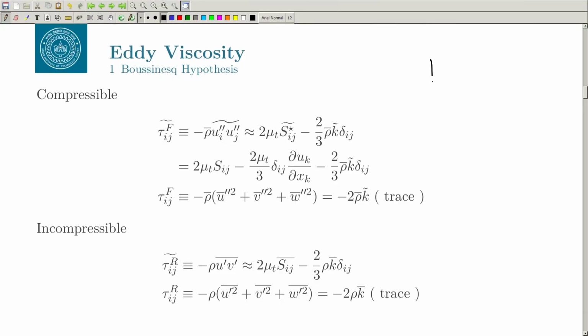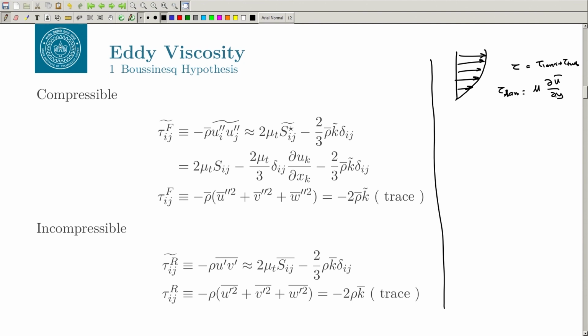So, what we said is for a 1D flow, let us say this is your shear flow. You can write tau total, which will have two parts: one the laminar part and the other the turbulent part. The laminar part of course is given as mu del u bar by del y, and we are saying that the turbulent part also gives the stress as mu t del u bar by del y.